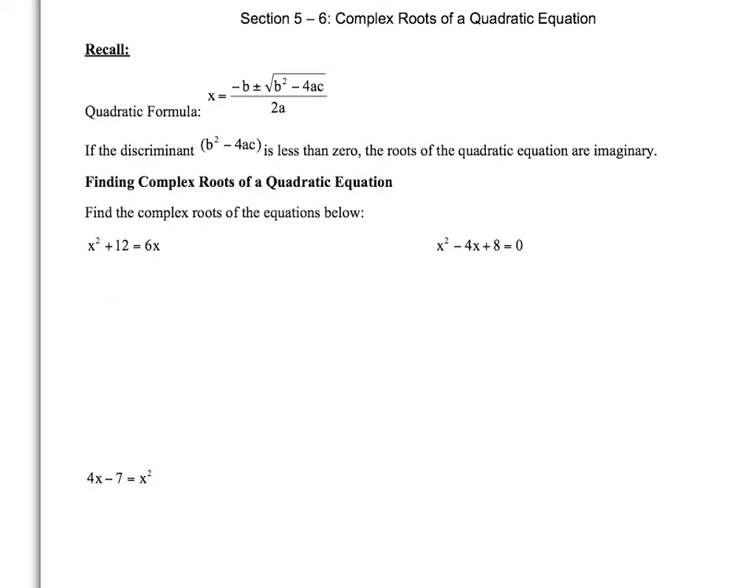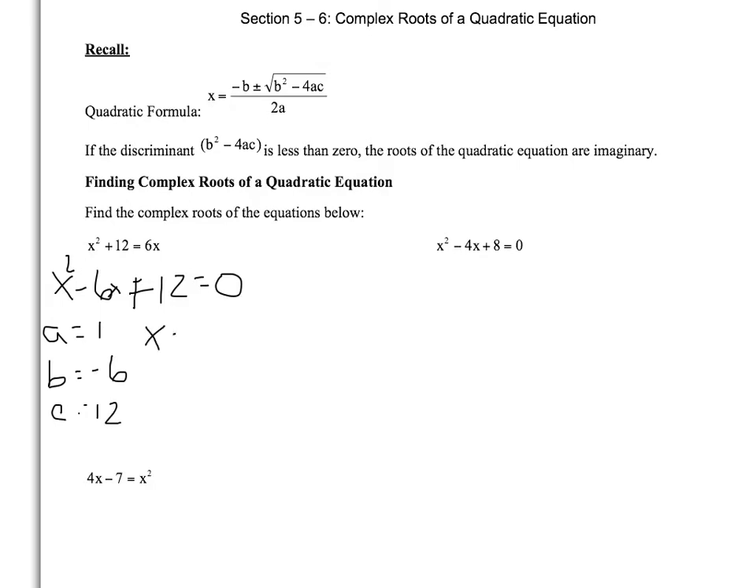Recall what the quadratic formula is above now. In order to use the quadratic formula, it needs to be set equal to 0. So the first thing I'm going to do on this first problem is subtract the 6x. From there, I can see my a value is 1, the number in front of x squared, b is negative 6, and c is 12.